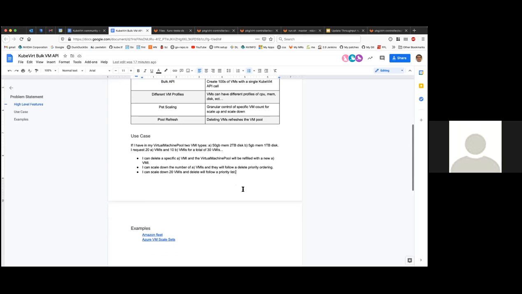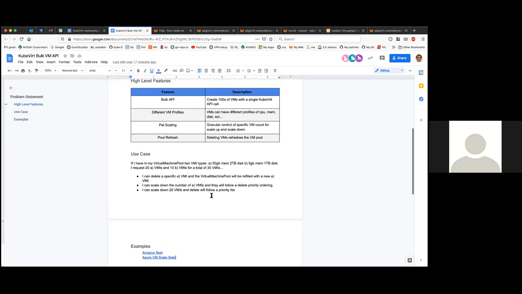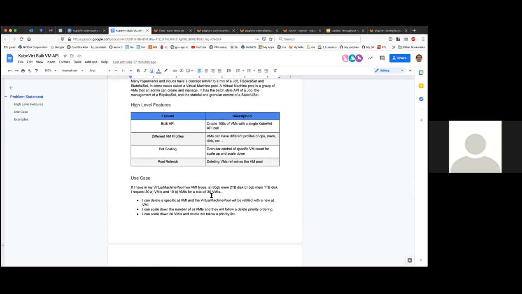And then from last time, I originally had just Amazon Fleet as an example. And someone pointed out that Azure VM scale sets is also very similar to this. So there's some prior art here. So I just want to get some feedback. What do folks think? What's their general reaction when I talk about some of these concepts?